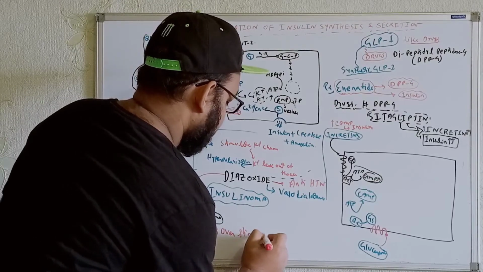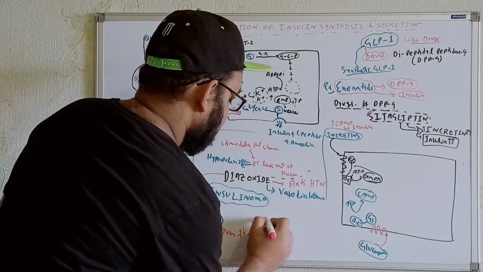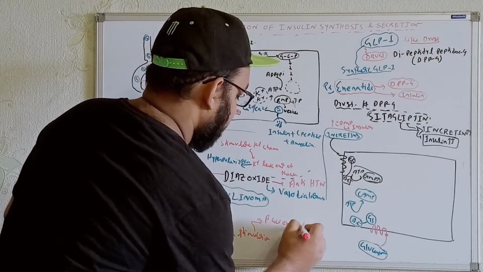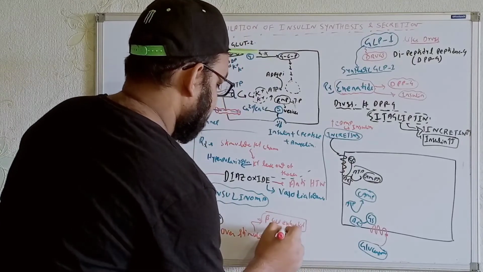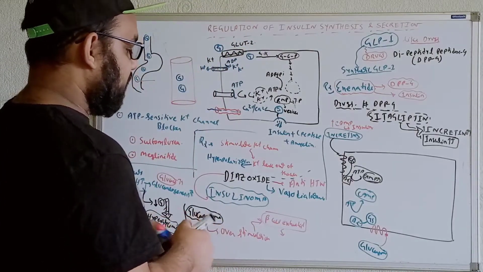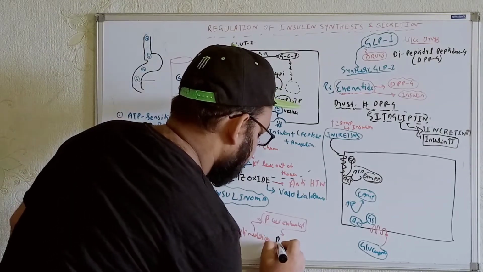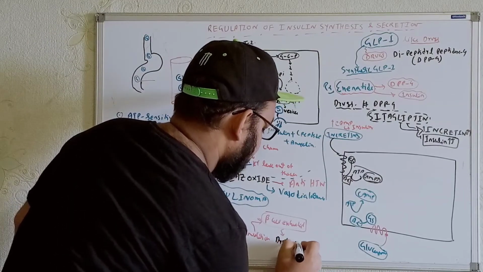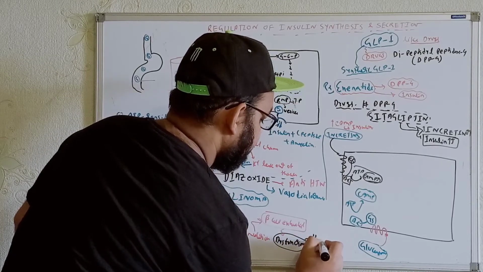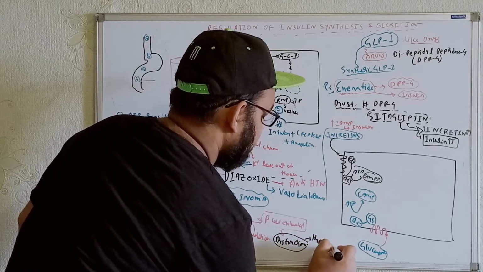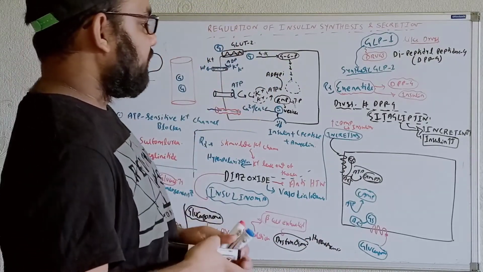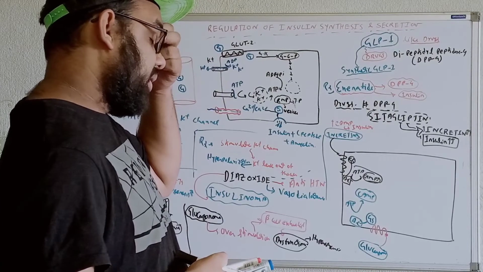Whenever we get overstimulation, the beta cells will be exhausted. Whenever they are exhausted, they will ultimately become dysfunctional. Whenever they are dysfunctional, definitely we will get the development of hyperglycemia.